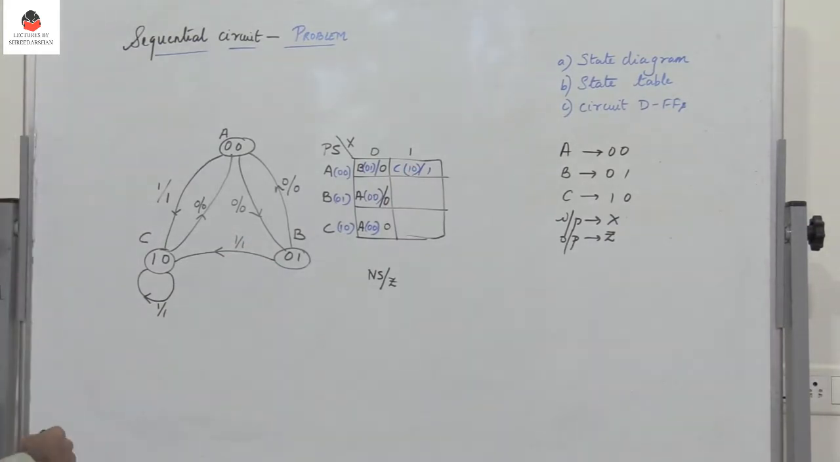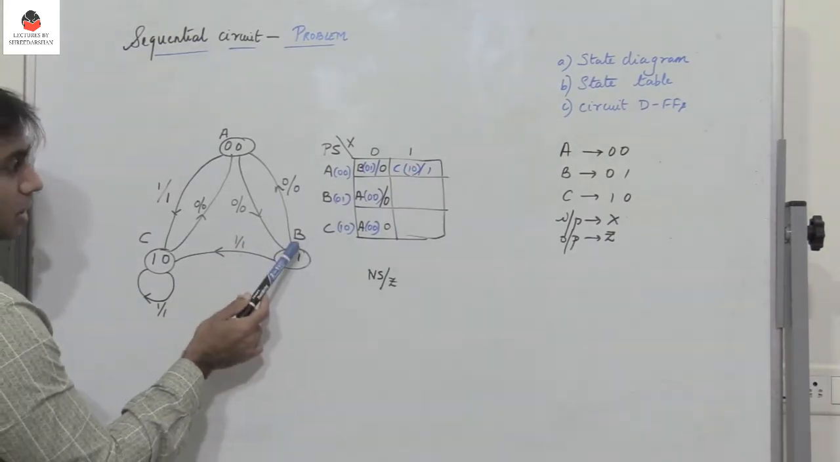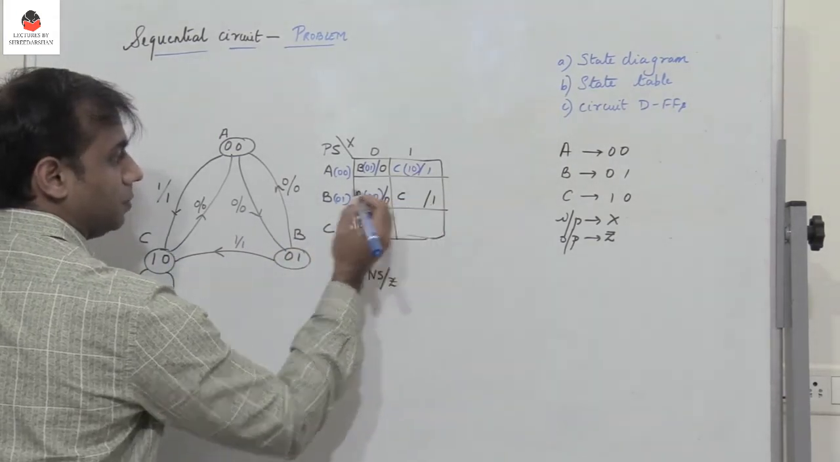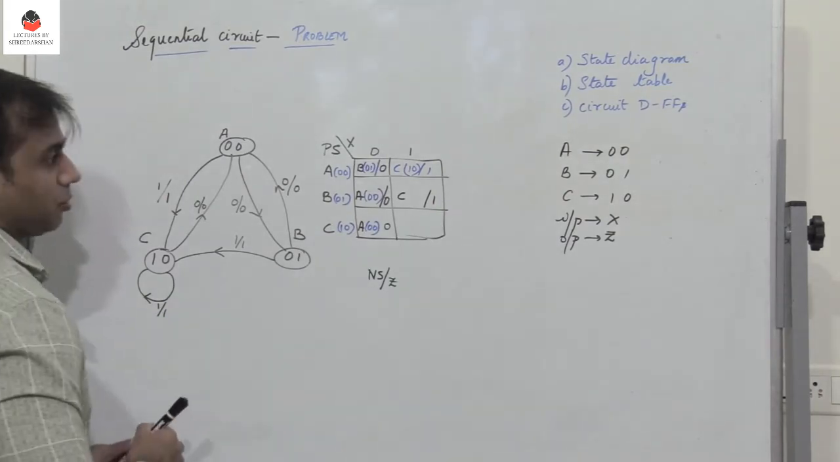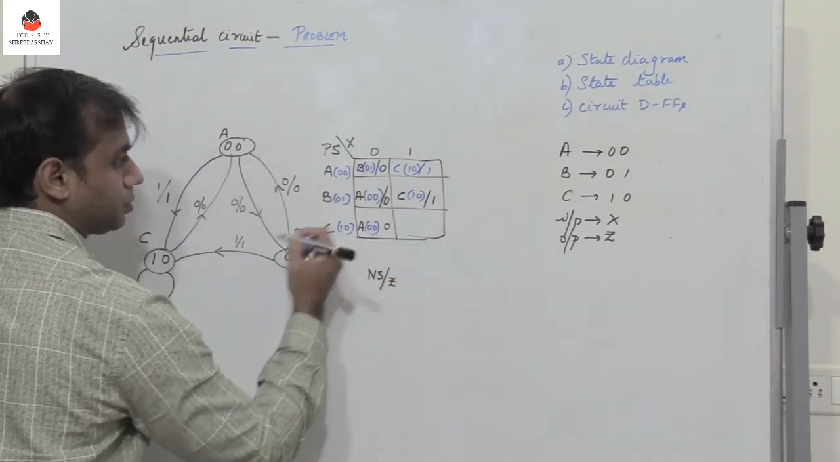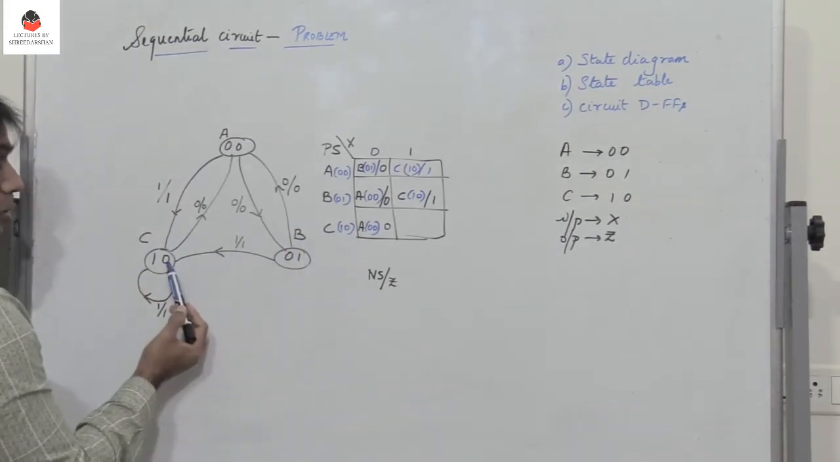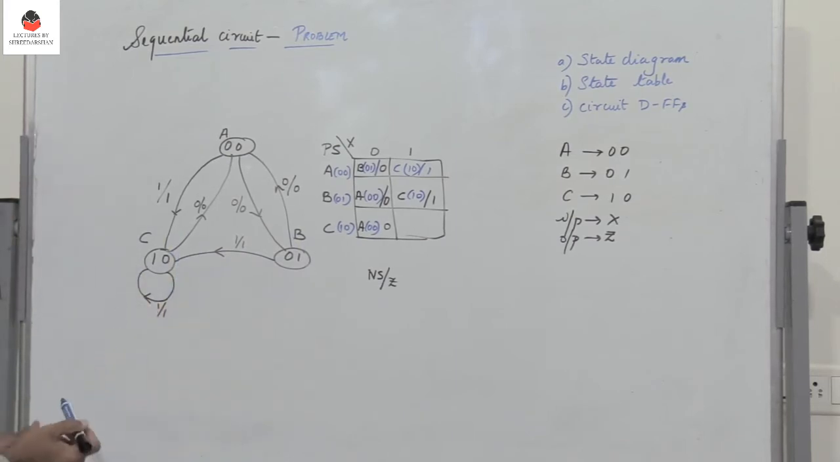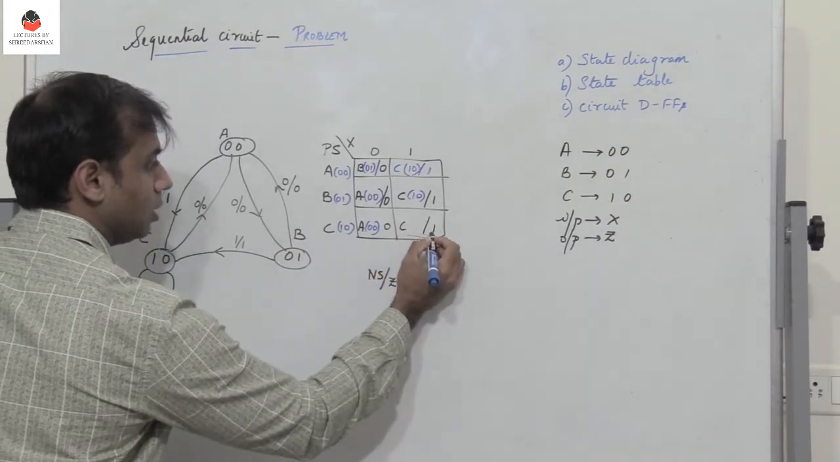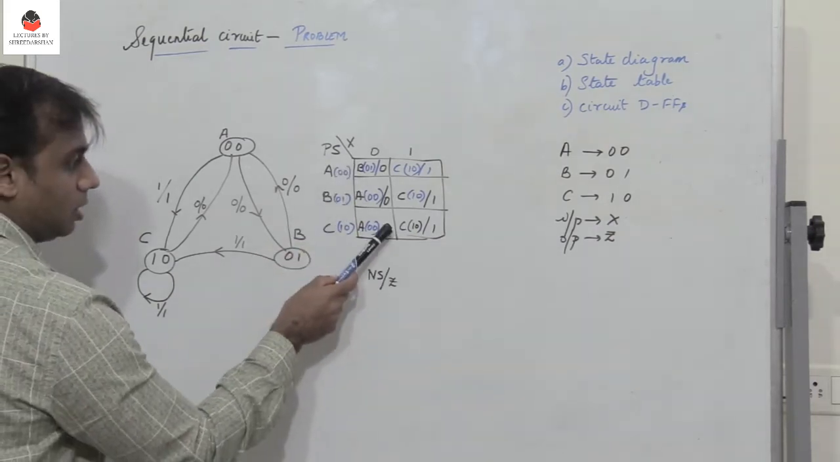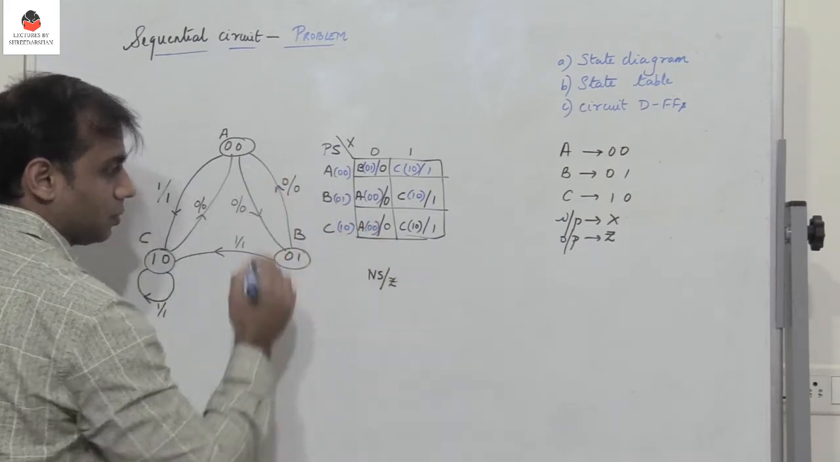Now similarly, if we are in state B and the input is 1, go to state C with an output 1. And what is the state assignment for C? It is 1 0. So the state assignment I'm writing within brackets. And if the circuit is in state C and the input is 1, it remains in C. So it remains in C with an output 1 and the state assignment is 1 0. So this is the state table. This indicates the next state and then you have the output, which is Z.